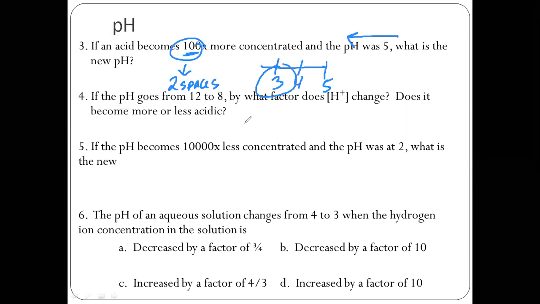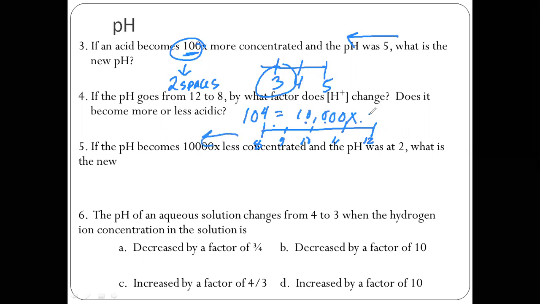Number 4, if the pH goes from 12 to 8, so 12, 11, 10, 9, 8, that's 1, 2, 3, 4 spaces. So 10 to the 4th, or 10,000 times. Does it become more or less acidic? Since the number is getting lower, it becomes more acidic.